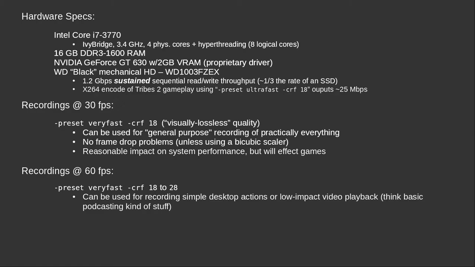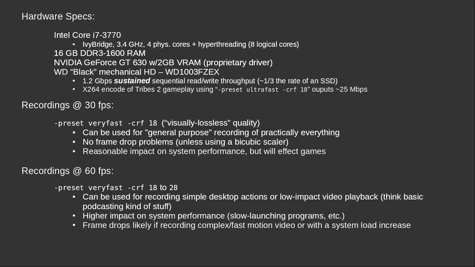However, I'd probably question using 60 frames per second at this particular preset. It doesn't really seem worth it unless somebody is absolutely rabid for full HD content at 60 frames per second. If I'm just typing out scripts or something like that, it doesn't make any sense. I just go ahead and drop back to 30 frames per second. Now, this has a definite higher impact on system performance. My programs launch slower. It's felt a lot more than if I was running 30 frames per second at very fast.